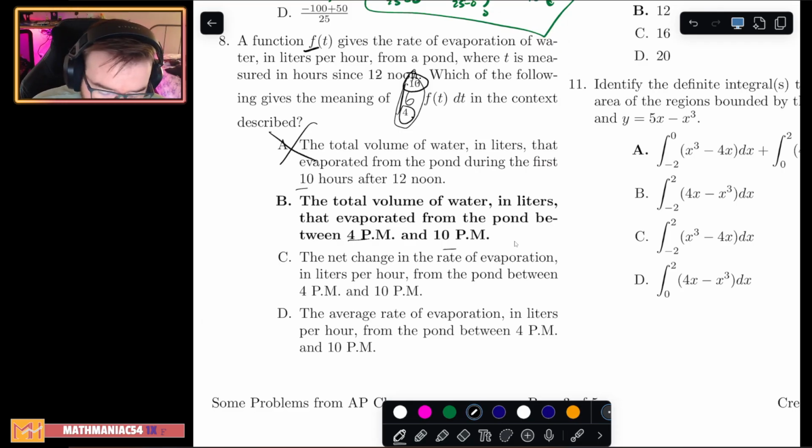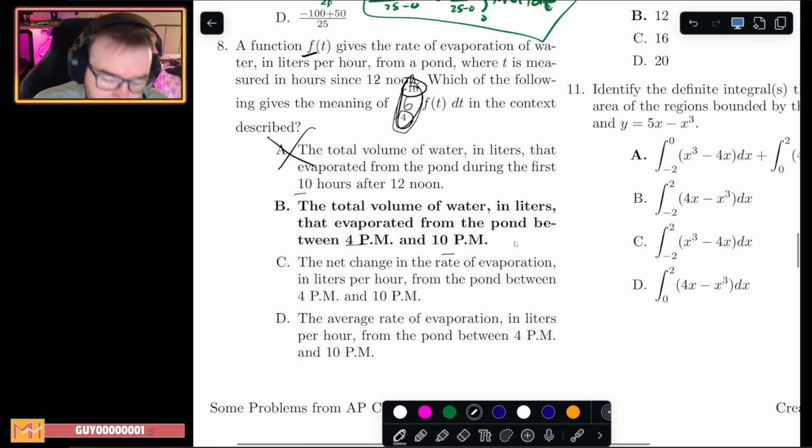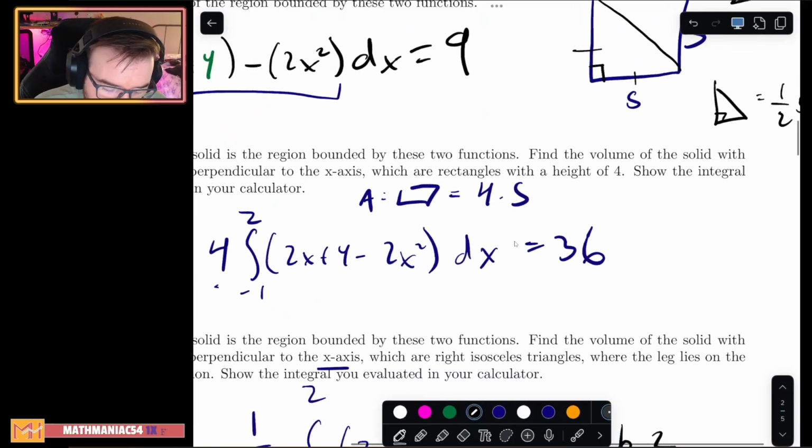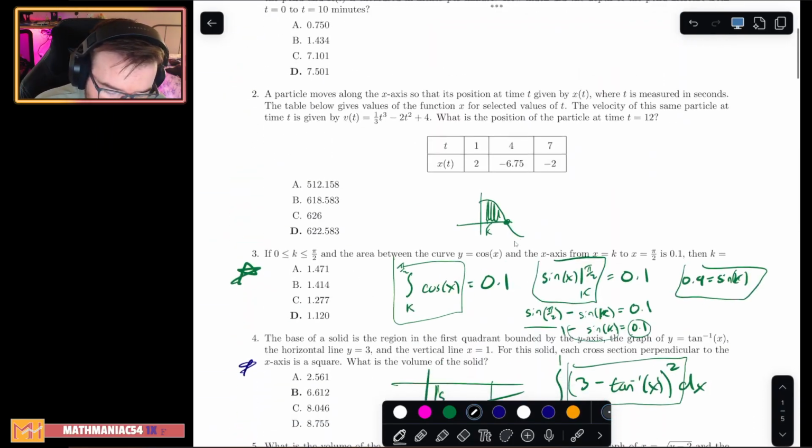It's just not right. The total volume of water in liters that evaporated from the pond between 4 and 10. Yes, that is of course the right answer here. It's in bold, but yeah, this is what happened. It's not the amount of water that remains in the pond. That's different.